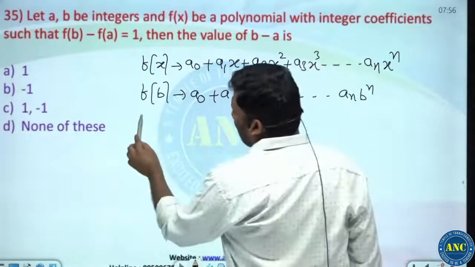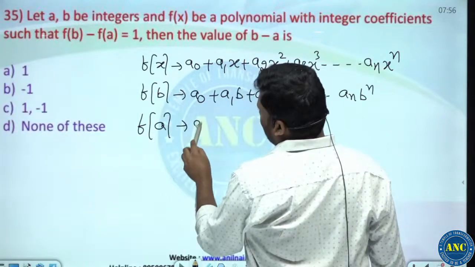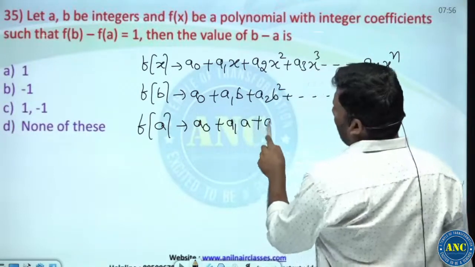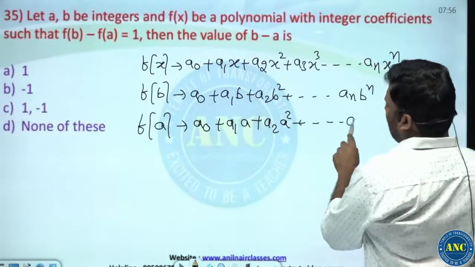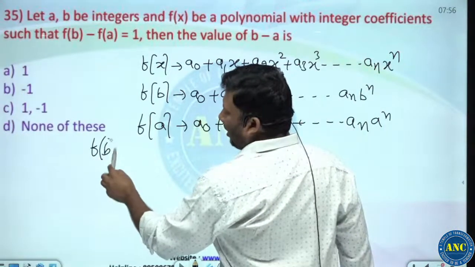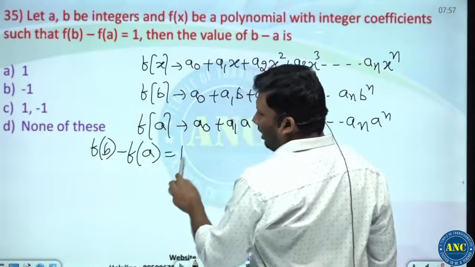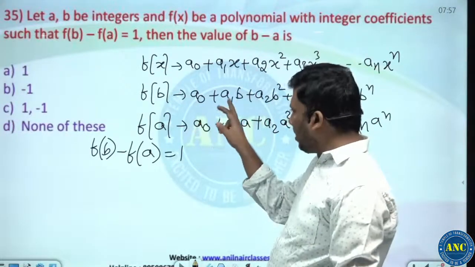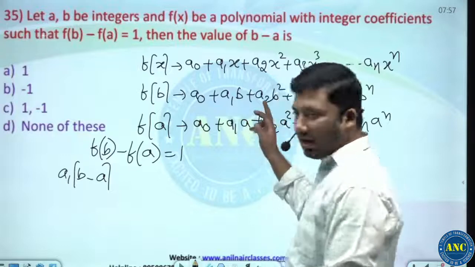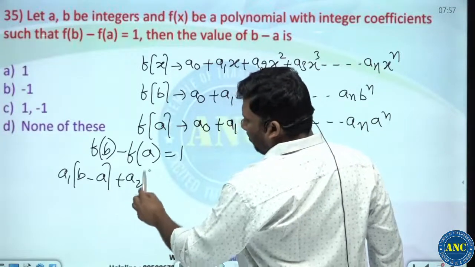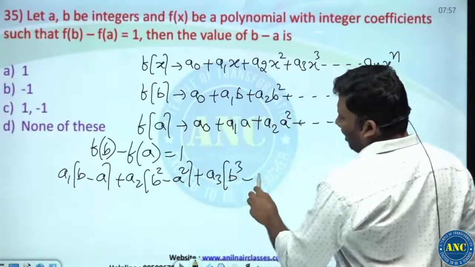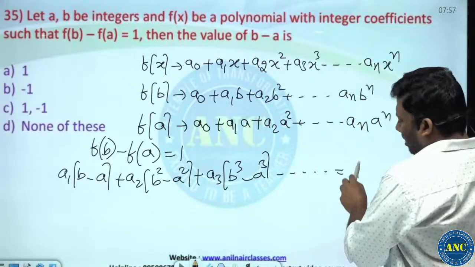Similarly, instead of x, now it is a. So this is given by a0 plus a1a plus a2a square and so on up to an a power n. So this will be f of b minus f of a, which is equivalent to 1. a0 minus a0 cancel, so a1 into b minus a. Are you all with me? Similarly, a2 into b square minus a square, then a3 into b cube minus a cube and so on. It is equivalent to 1.